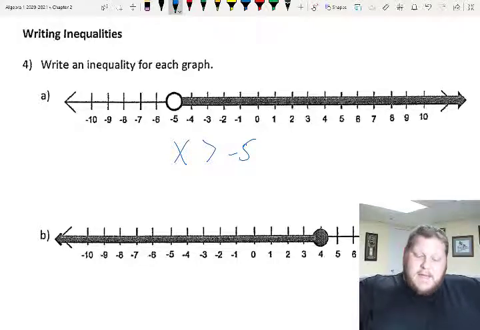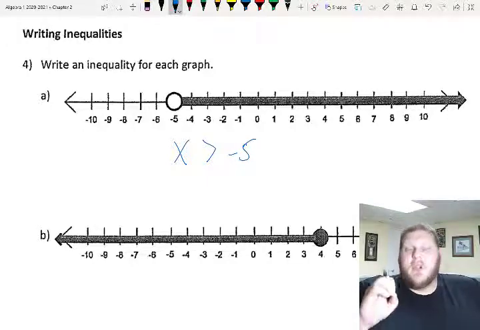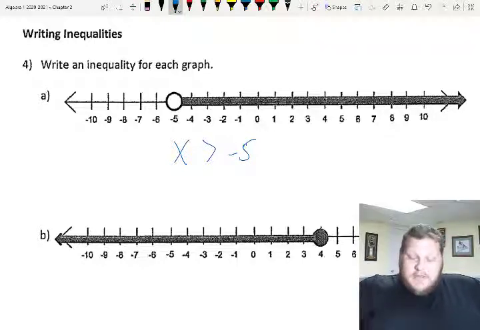In this case, the last thing we need to check on is just whether or not it should be a greater than or a greater than or equal to. And that's based on the circle. If it's an open circle, it stays as is. If it's a closed circle, you have to add that little line to make it a less than or a greater than symbol. But here, this is an open circle, so it stays as just greater than, and that's my answer. X is greater than -5.